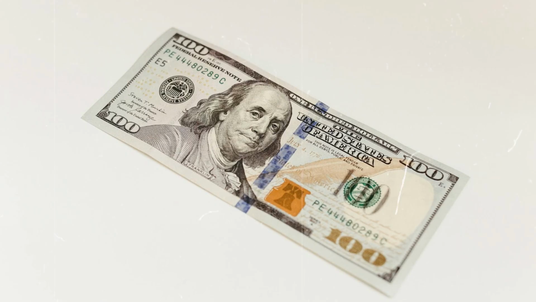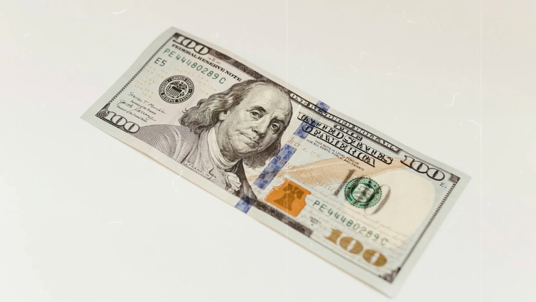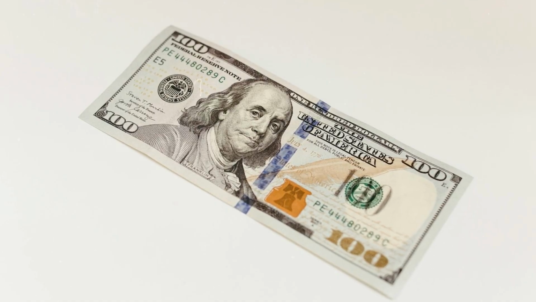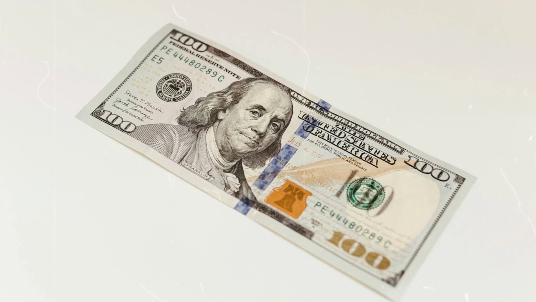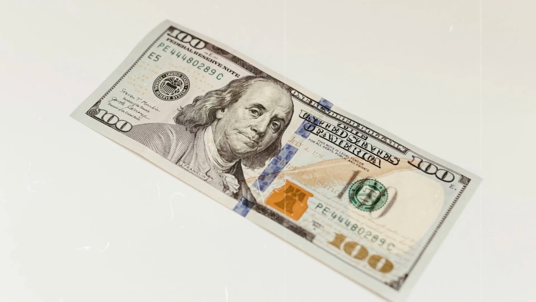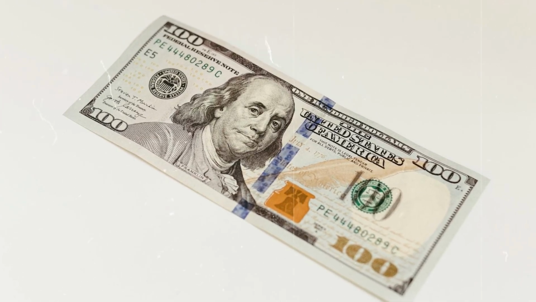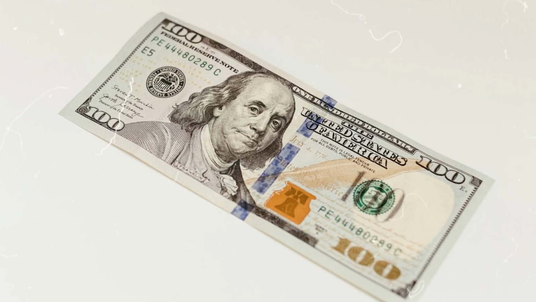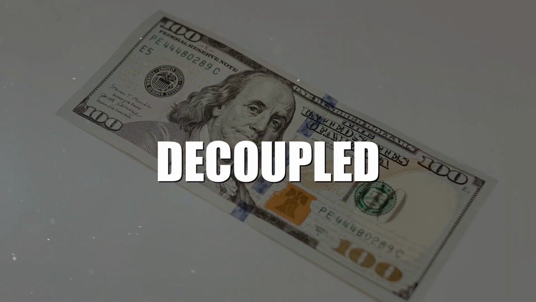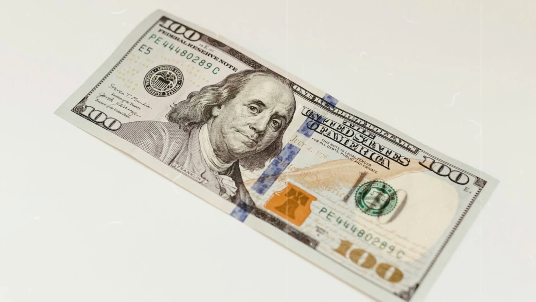The United States dollar became the world's reserve currency in 1944 at the Bretton Woods Conference. It was backed by gold. 1 ounce equaled $35. Then in 1971, President Nixon severed the link between the dollar and gold. Decoupled. He called it a temporary measure.